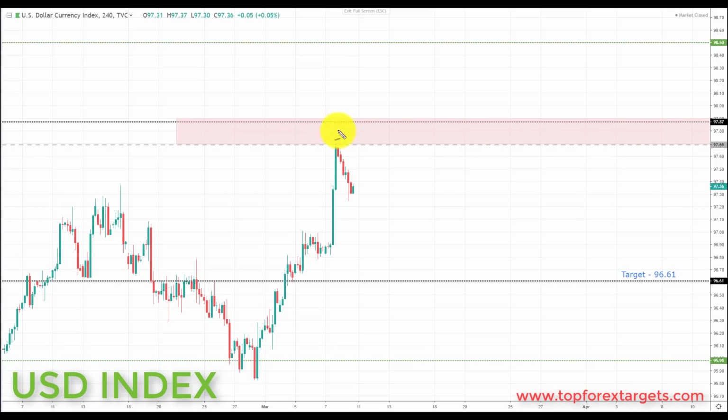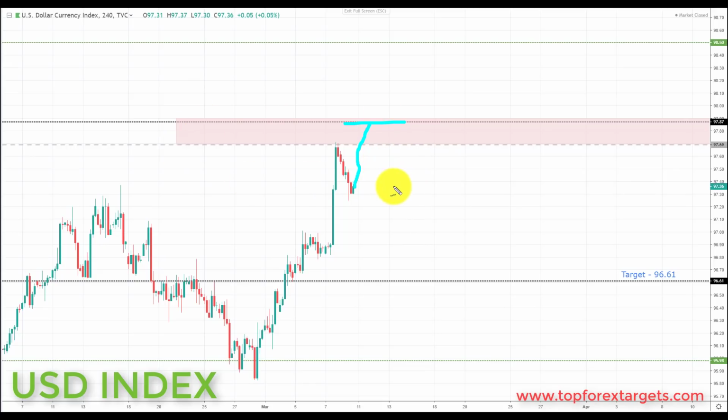Now usually we look at levels, we don't look at areas, but when you have two key areas of resistance close to each other, you can consider this more of an area because we could very easily come through the major resistance and retest the near-term resistance before declining to the downside. But this is overall quite a major area of resistance in the US dollar index.